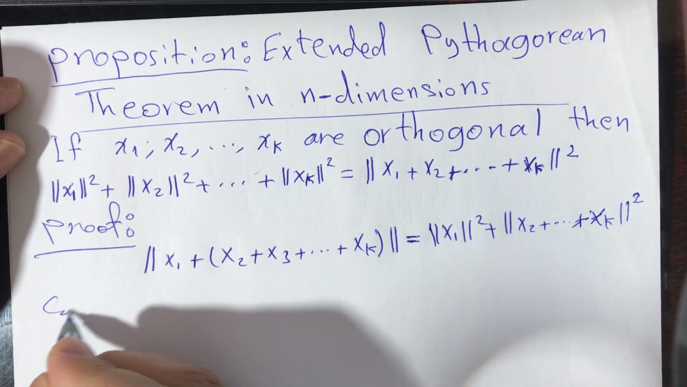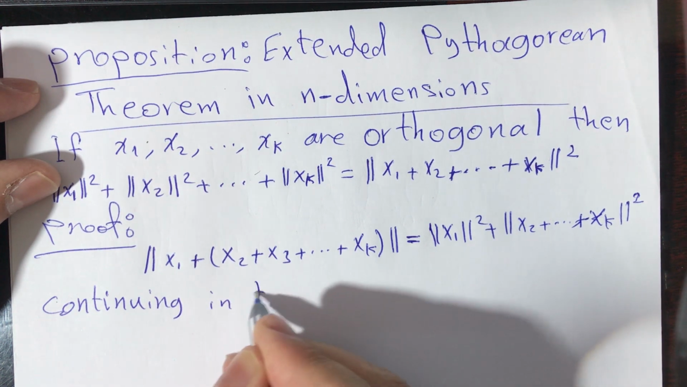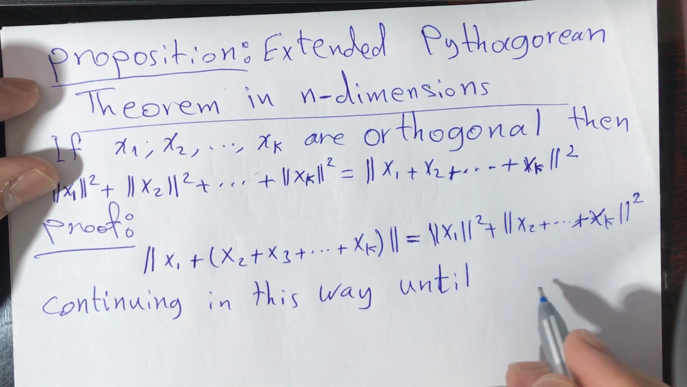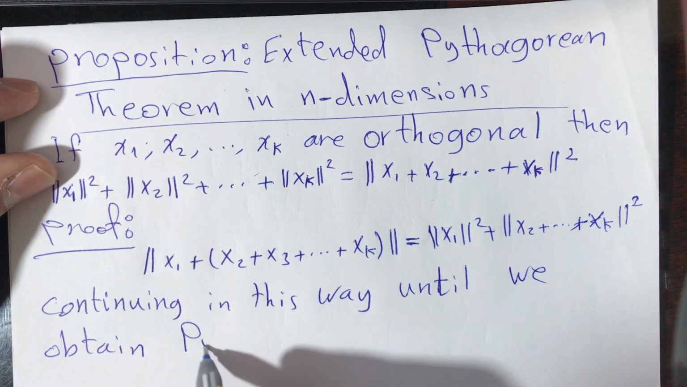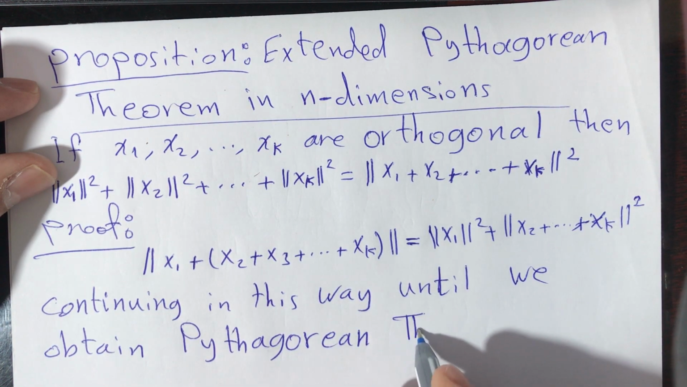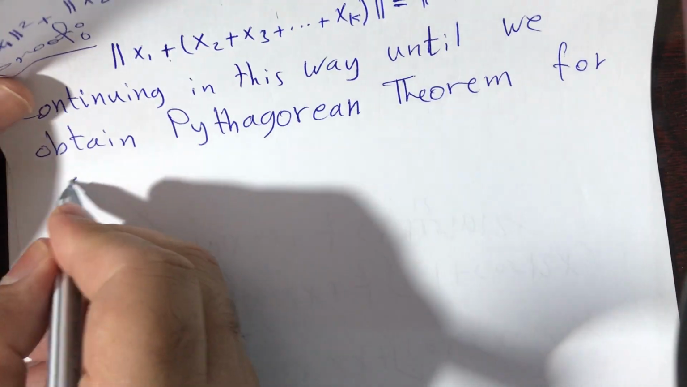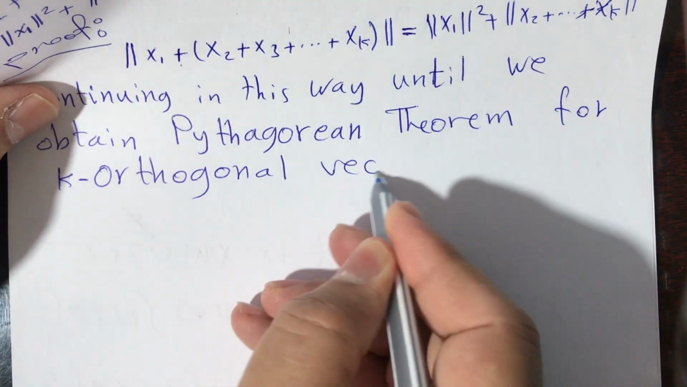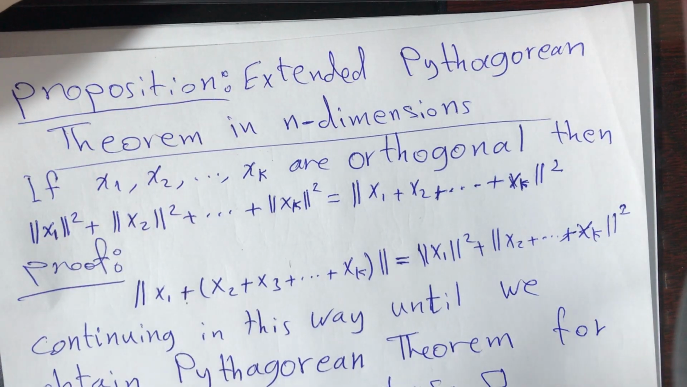And continuing in this way until we obtain the Pythagorean theorem for k orthogonal vectors. And this finishes the proof. I think it is clear.